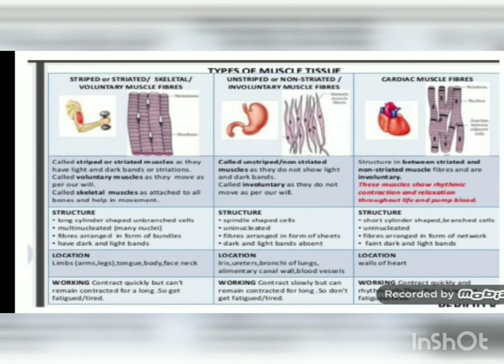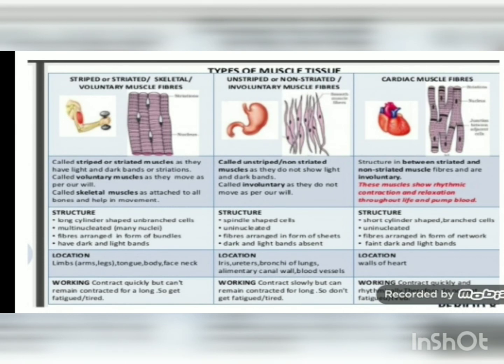Okay, so long, cylindrical-shaped, unbranched cells, multinucleated fibers arranged in the form of bundles and have dark and light bands. Now location. Location is limbs, tongue, body, face, neck. Working: contract quickly but can't remain contracted for a longer time, so they get fatigued and tired.